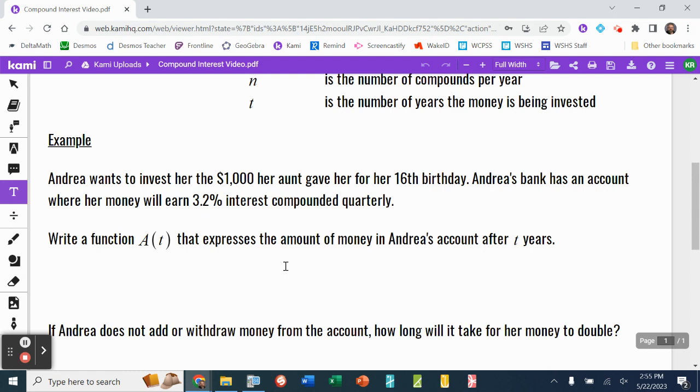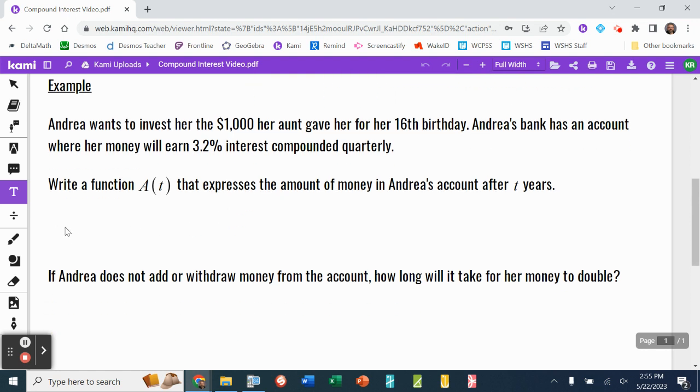Andrea wants to invest the $1,000 her aunt gave her for her 16th birthday. Andrea's bank has an account where her money will earn 3.2% interest compounded quarterly. Write a function A of t that expresses the amount of money in Andrea's account after t years.